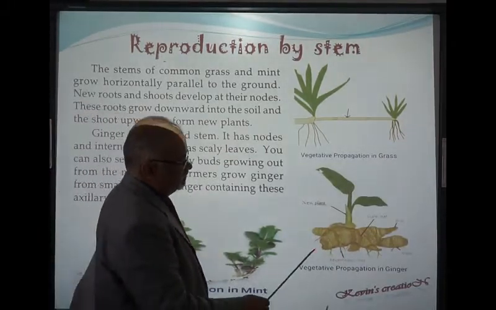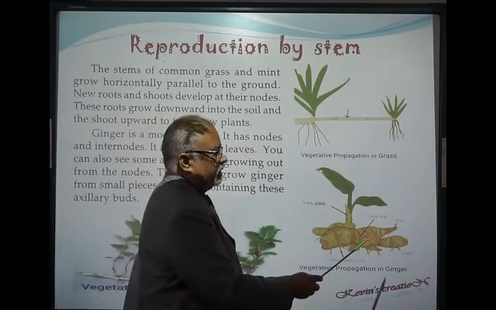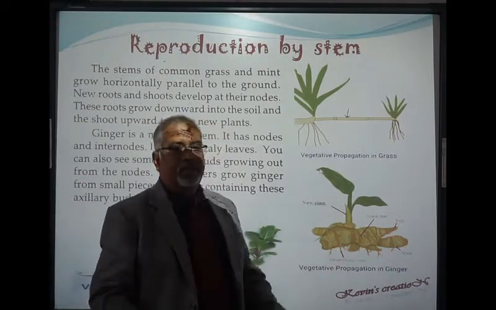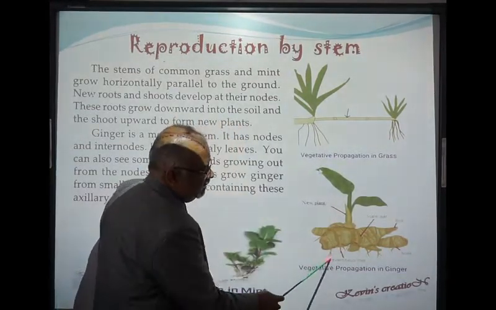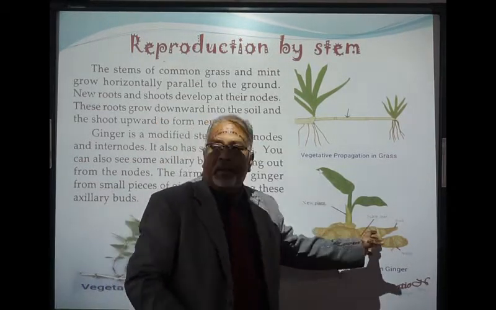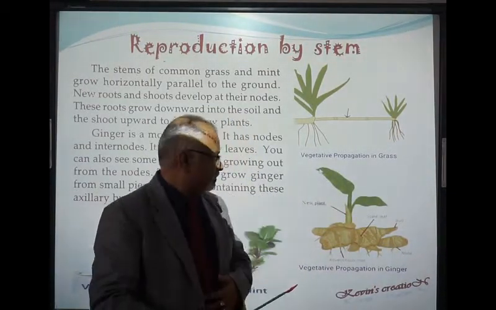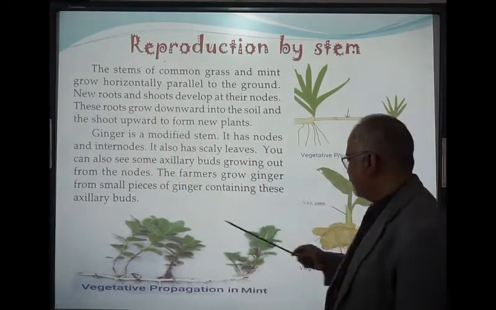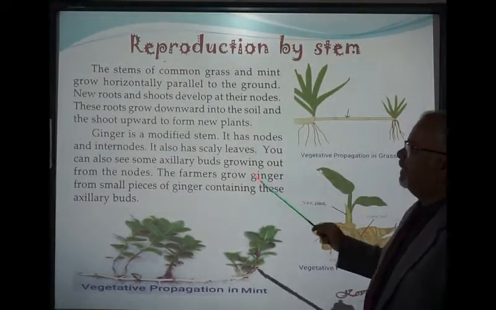here you can see these scale leaves, and in ginger you will find the buds. These lines which you see are the nodes, and in between the nodes you have the internodes. And these are the roots. So a piece of ginger having a bud can give you a new plant of ginger, and that's what is written here. It's a modified stem. It has nodes and internodes. So these are the nodes, and in between we have internodes.